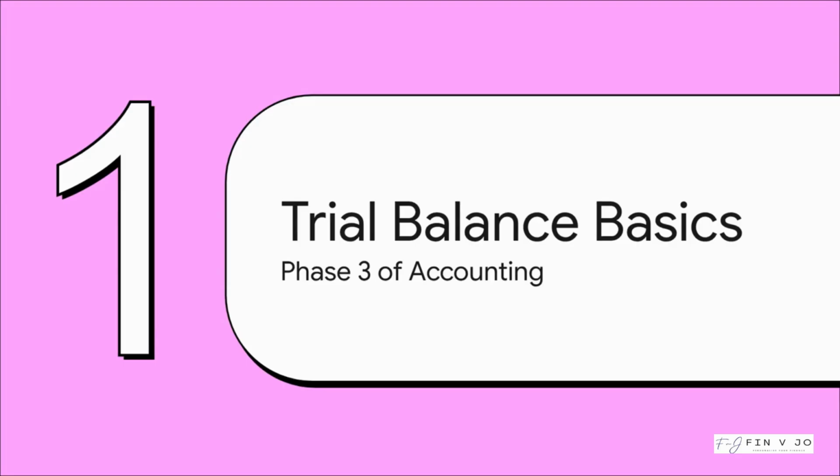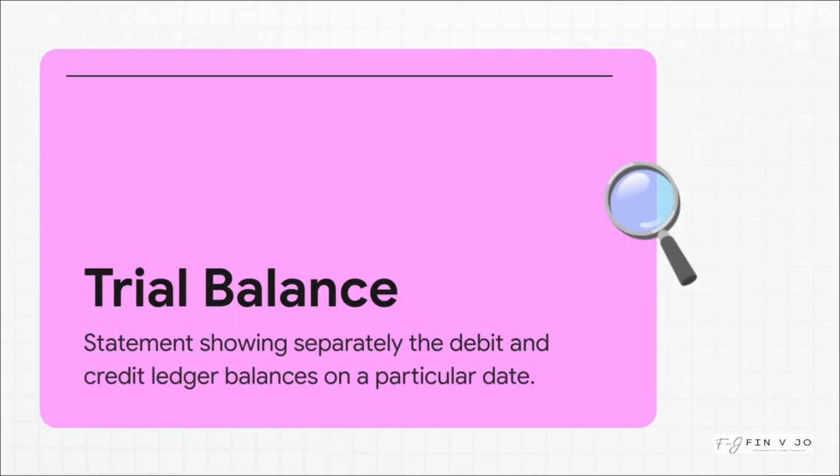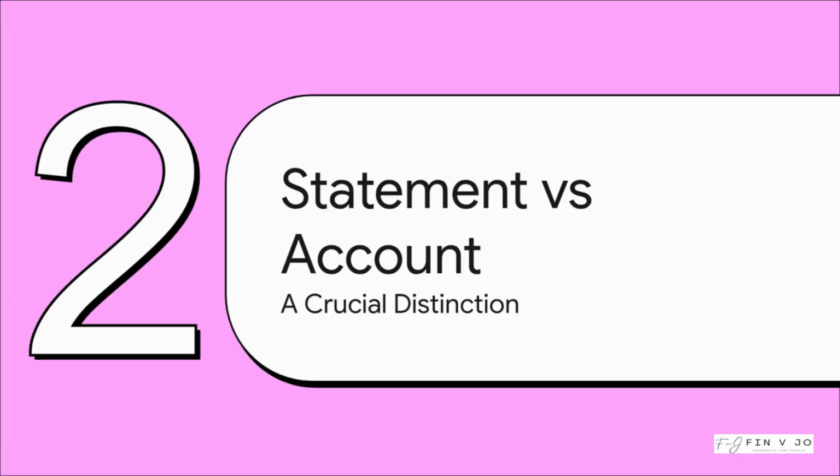Okay, Section 1, Trial Balance Basics. Just as a quick refresher, once you've posted your accounts in the ledger, your next step, which is the third phase of the accounting process, is prepping the trial balance. It basically shows your debit and credit balances on a particular date. Now, following the good old double entry system, whatever goes on the debit side always has to equal what goes on the credit side. So naturally, the totals of your debit balances must equal the total of your credit balances. Pretty straightforward, right?